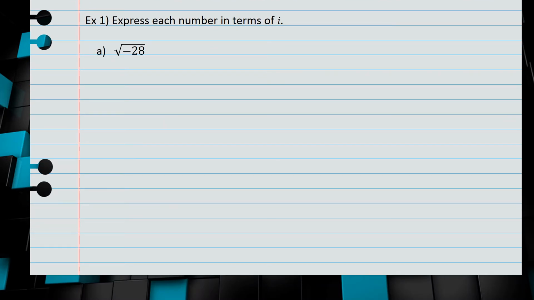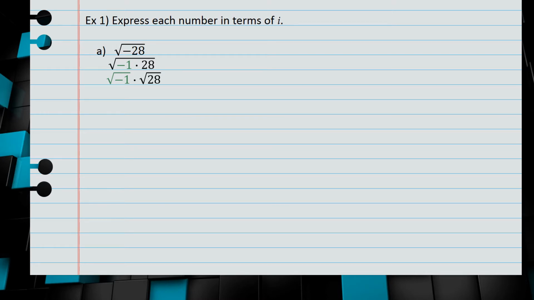Example 1, express each number in terms of i. For A, we have the square root of -28. Well, since we have the negative attached to 28, I want to move it away by rewriting it as the square root of -1 times 28. Since I've made it into two separate values, I now want to write it as two separate radicals. Square root of -1 times square root of 28.